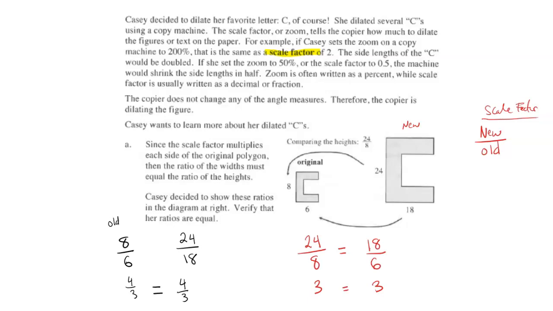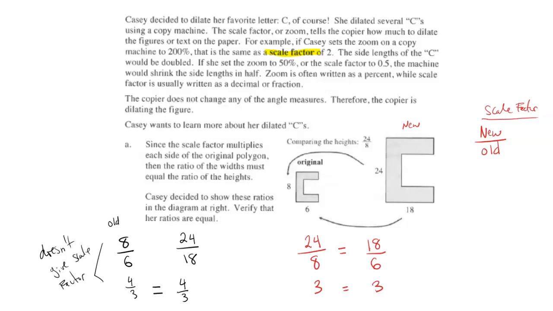The problem with this is that it doesn't give us our scale factor. The scale factor comes when we approach it as new over old, but if we're just comparing the sides of the original with each other and the new sides with each other, it's not going to tell us our scale factor. But again, the most important part is that the ratios are equal.